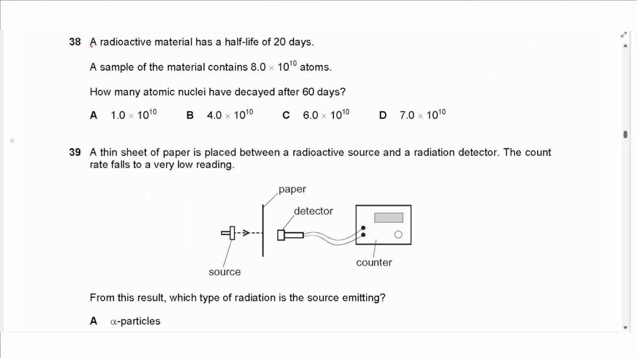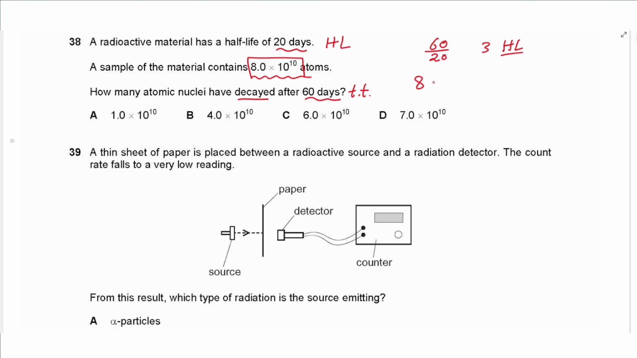Question 38 says a radioactive material has a half-life of 20 days. A sample of the material contains 8 times 10 to the power of 10 atoms. How many atomic nuclei have decayed, not remaining, after 60 days? Since you have the half-life and you have the total time, you can divide the total time by the half-life. 60 divided by 20 to know how many half-lives have passed. That's 3 half-lives.